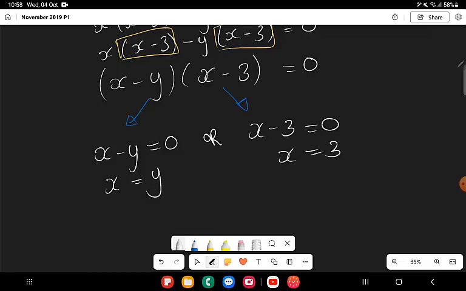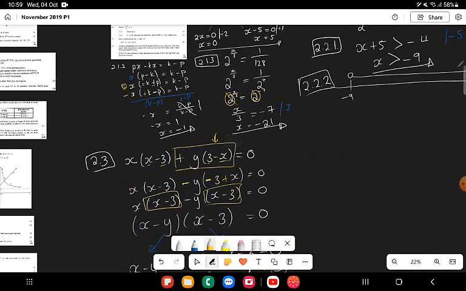And if x equals 3 and x equals y, then y equals 3. Or I can write it the other way around, and I can say y equals 3, because I have now just specifically said that x is 3. So there you go. So x is 3 and y is 3. Okay, so that is question 2.3.